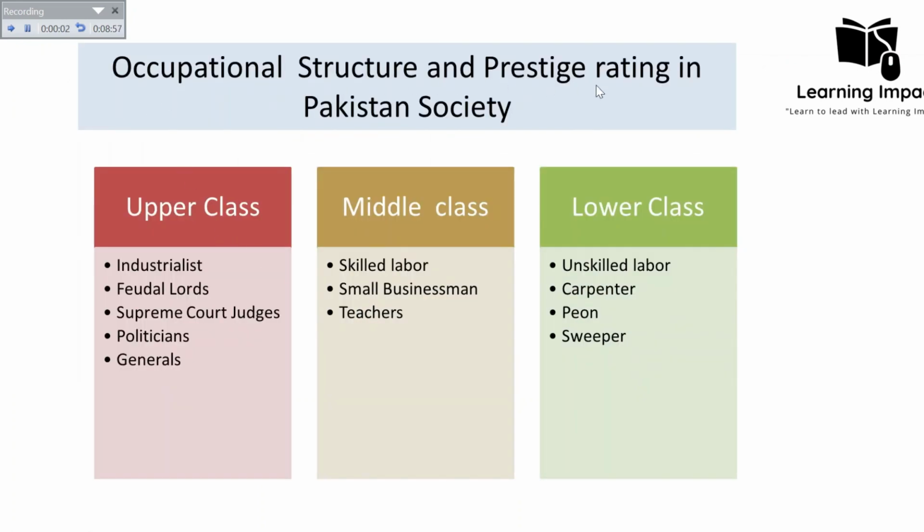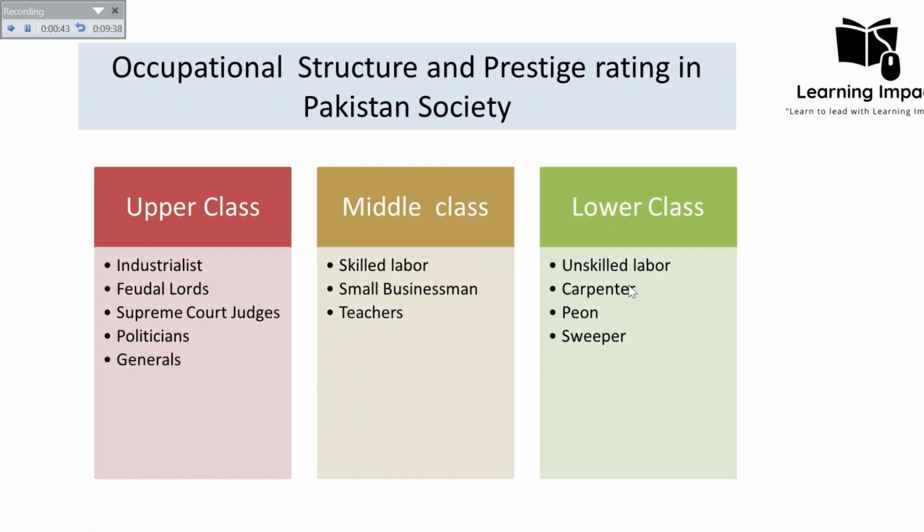Okay, so this is the occupational structure and prestige rating in Pakistan society. As we discussed, Pakistan society has the class system, which is more obvious. The society has been classified into upper, middle, and lower class. According to Pakistan society, those who are industrialists, feudal lords, Supreme Court judges, politicians, and generals are classified as part of the upper class because of their social prestige and the economic gain they have. In case of the middle class, the skilled labor, small businessmen and teachers are classified as part of the middle class. And the lower class are mostly unskilled laborers, the carpenter, the sweeper. These are the upper, middle, and lower class classifications of Pakistan society.